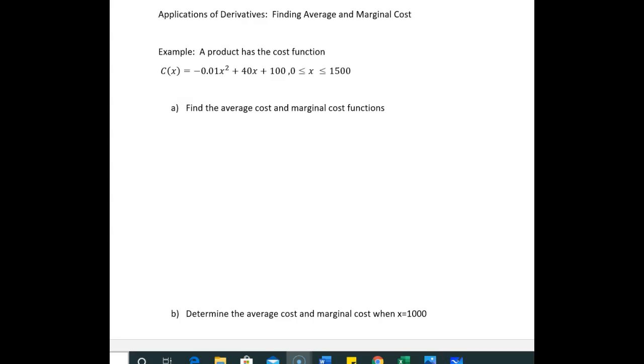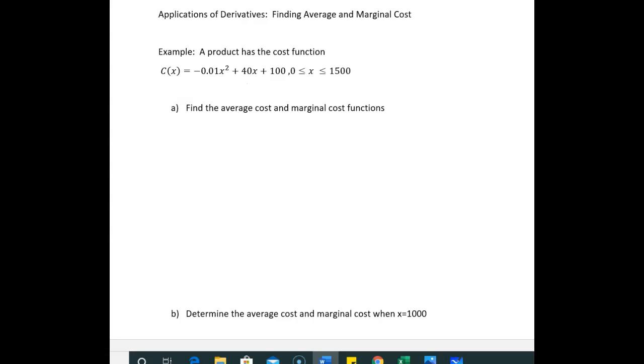Now in our text, they also ask us about finding average cost. It turns out the average cost problems aren't calculus at all. So let's take a look at this example. A product has the cost function c of x equals negative 0.01x squared plus 40x plus 100. And x is the number of products you make in these. That's the first thing to understand. x is how many things you make.